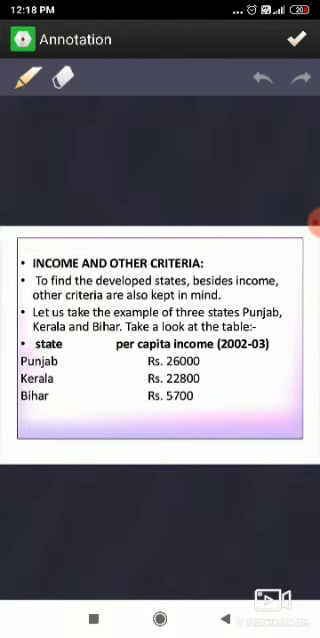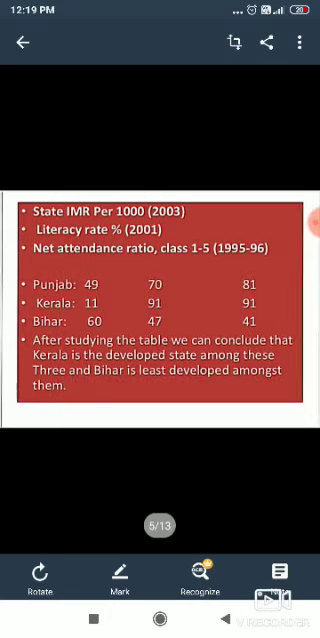Punjab has a per capita income of 26,000, Kerala 22,800 and Bihar 5,700. So while comparing this data, we can find that Punjab is at the top and Kerala is after that, and at the bottom we have Bihar.